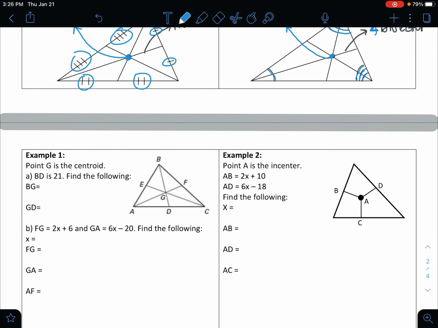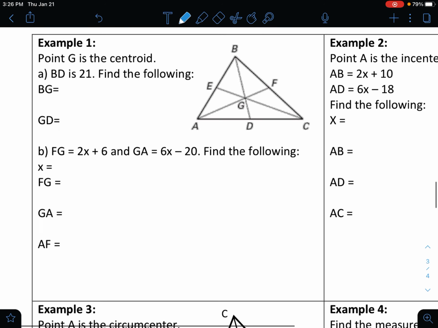Now time for some examples. Example 1. Point G is the centroid. Okay, so since this is centroid, go back to your vocabulary. That means this is a medians problem. So BD is 21. The whole thing is 21.